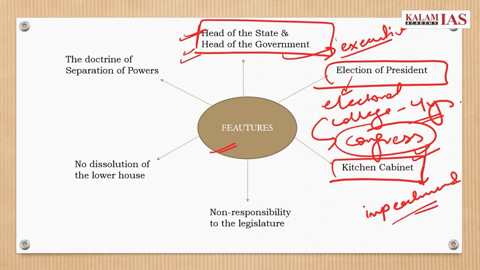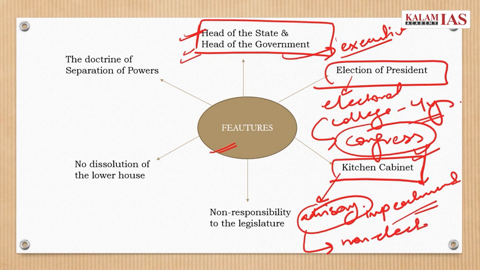Then, kitchen cabinet. The president governs with the help of a cabinet. It is a very small body. That is why it is called a kitchen cabinet. And the main function is only advisory. The main function of the cabinet is only advisory, and the members in this are non-elected. They are non-elected departmental secretaries. So they are selected and appointed by the president, and so they are only responsible to the president, and they can be removed by the president at any time.